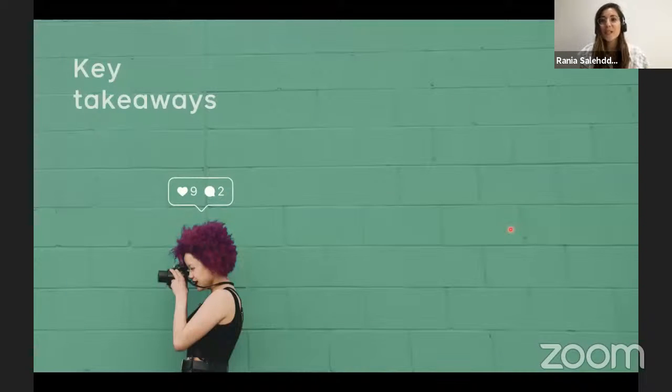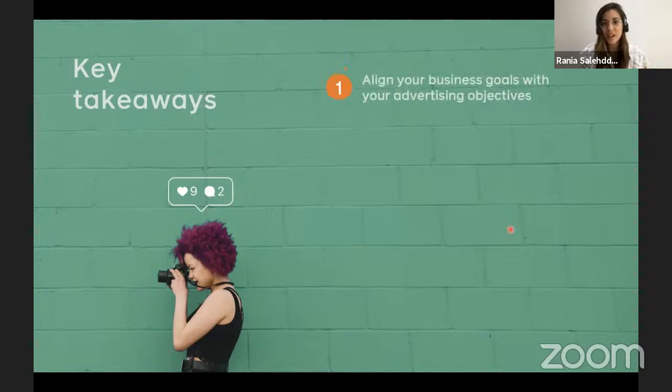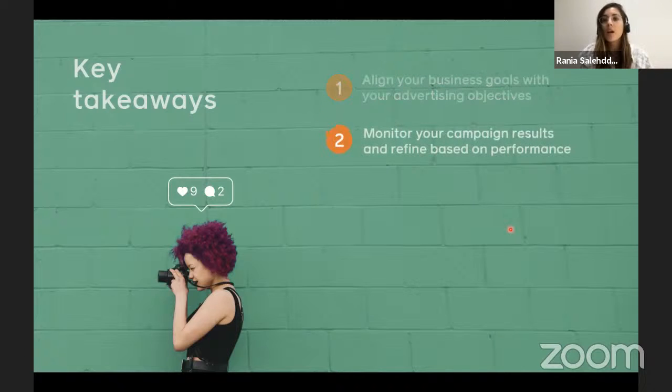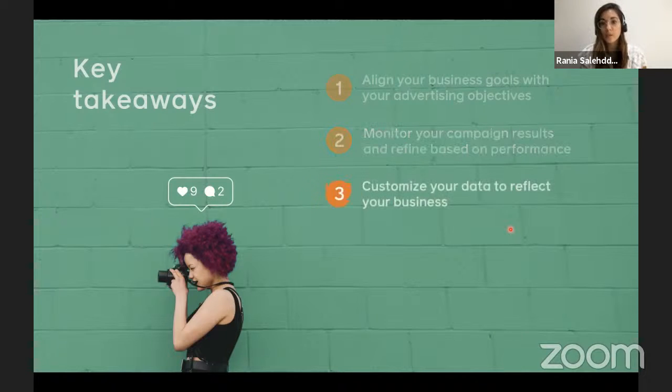So the key takeaways for our session, before I go and take the questions that we got. As I told you, it's really important to align your business goals to your advertising objectives and to have clear and measurable business goals. Monitor your campaign throughout your ad delivery and after your ad delivery, and refine based on the performance that you are getting. Follow the success metrics and the data that are important to your business.